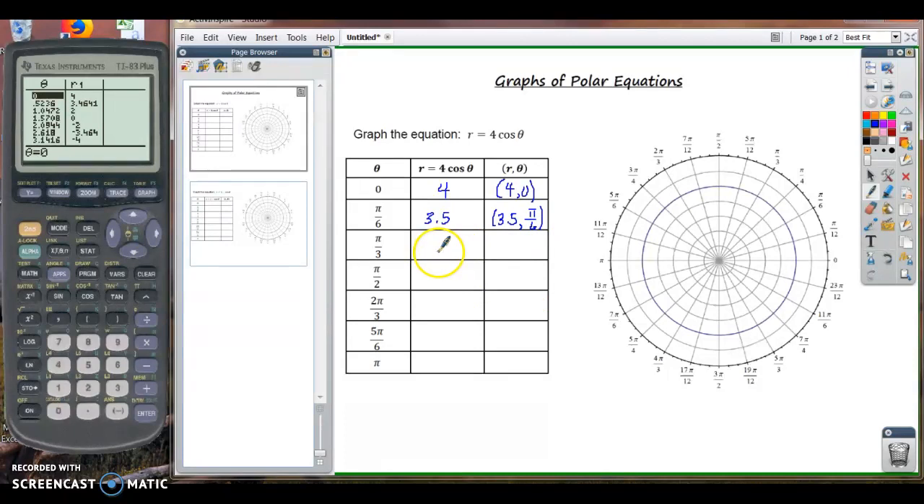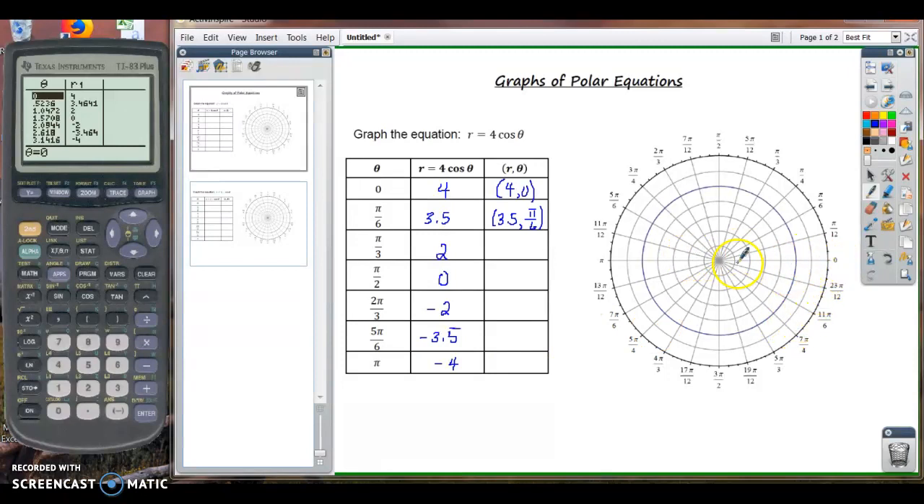Then the next one is 1.0472, so that's an r value of 2. Then I have an r value of 0. Then I have an r value of negative 2. Then I have an r value of negative 3.5. And then an r value of negative 4. So you can see how this is going cyclically, and you'll see as we graph it how we're going to go about doing that.